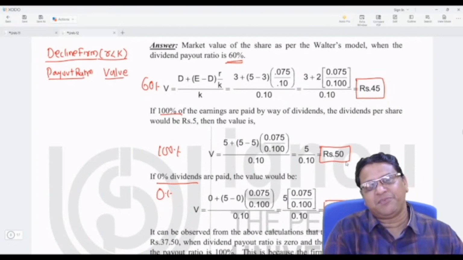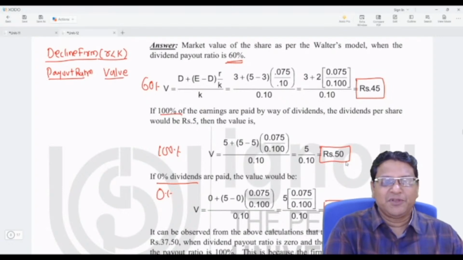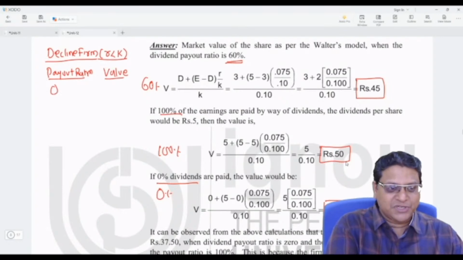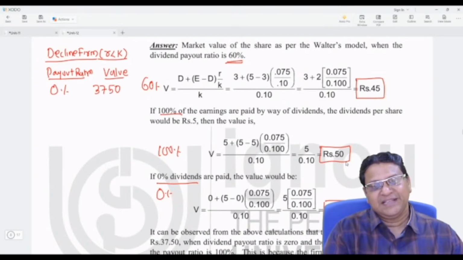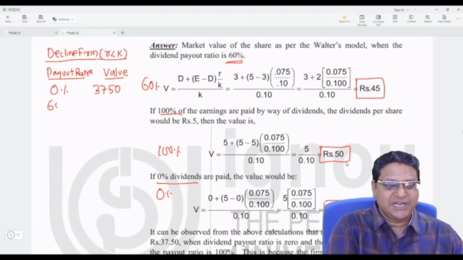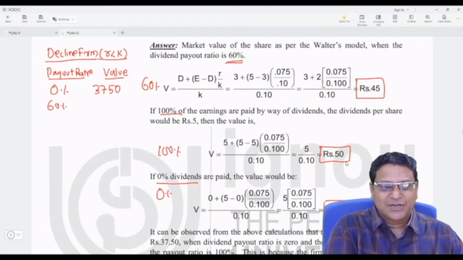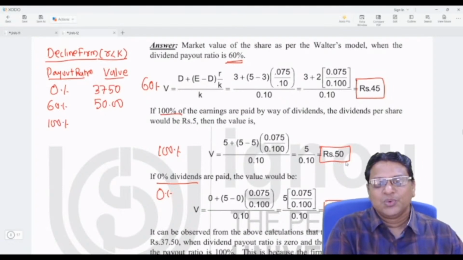Payout ratio and value of the firm. What is the summary? If the payout ratio is 0%, the value of the firm is 37.50 per share. If it is 60%, the value of the firm increases to 45. And if it is 100%, it further increases to 50.